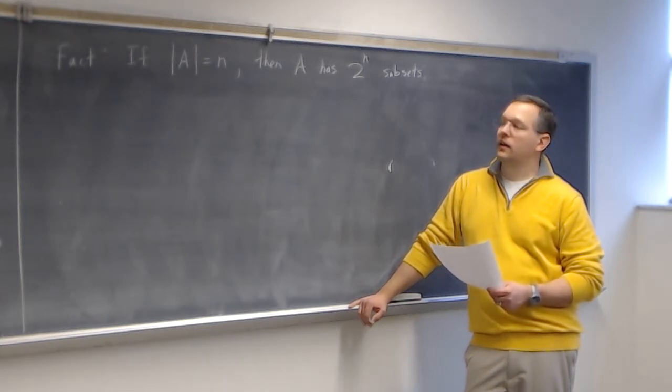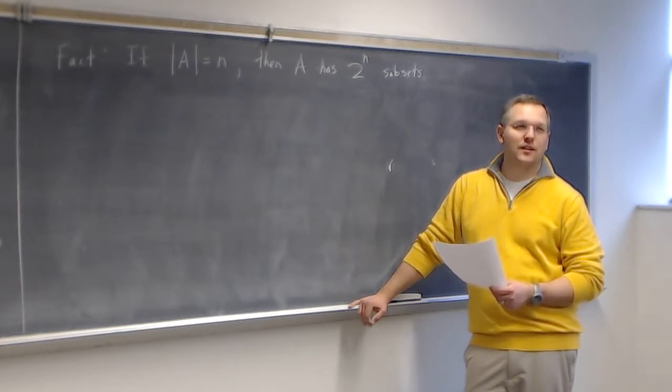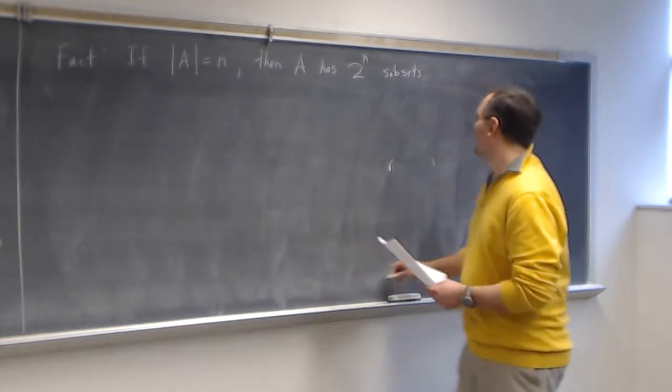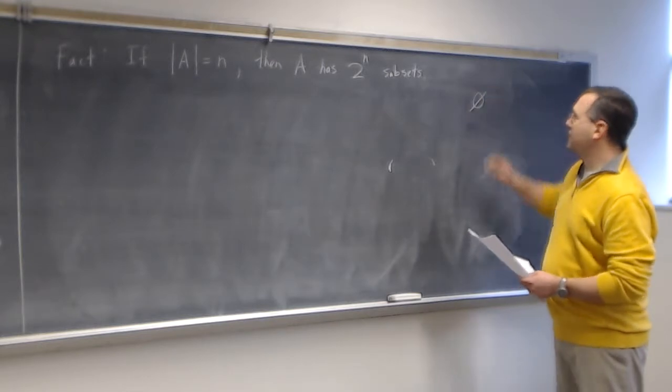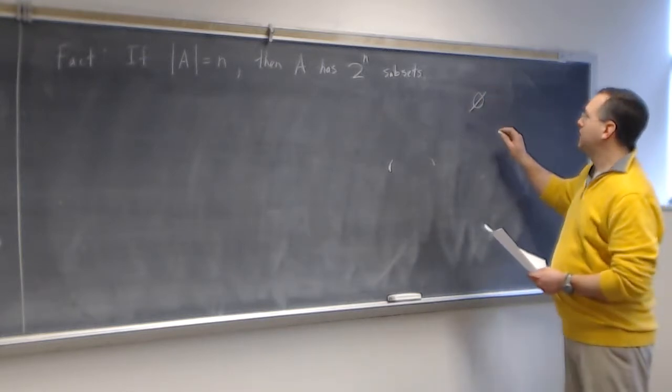Actually, I said it's always going to be even. That's not true. There's one set that has an odd number of subsets: the empty set. So how many? Let's list the subsets of the empty set. There, I did it.